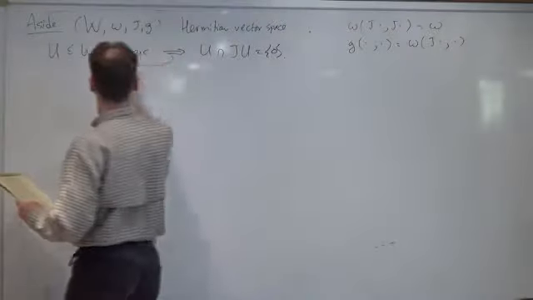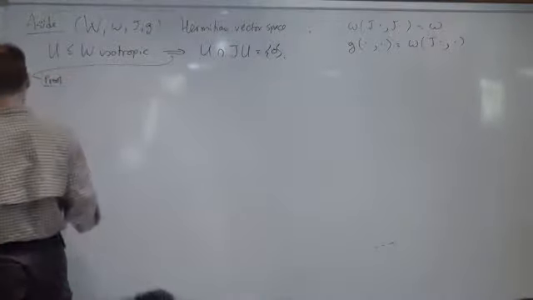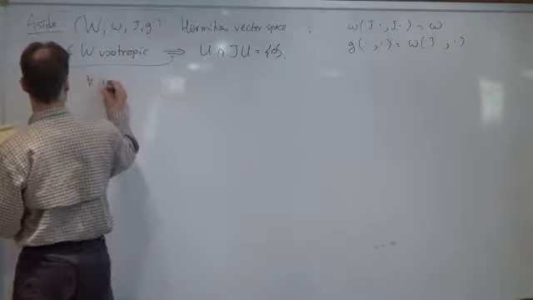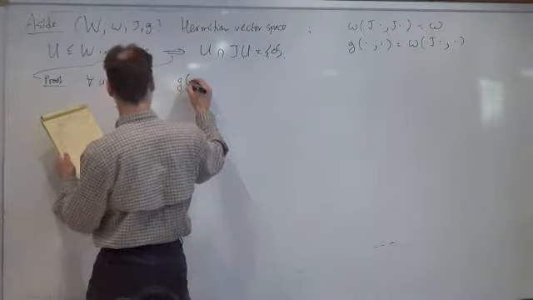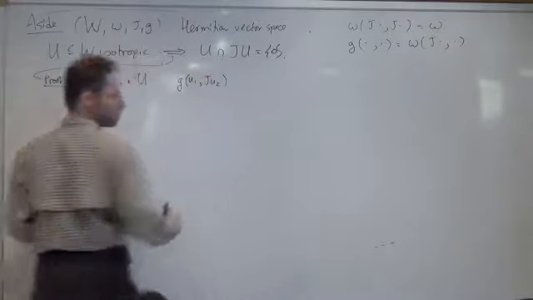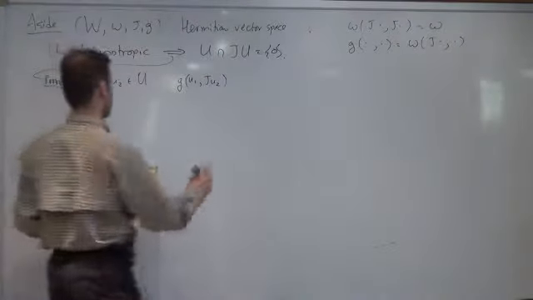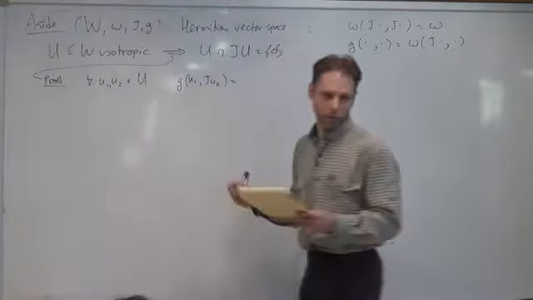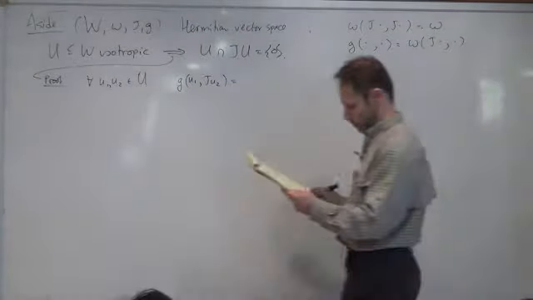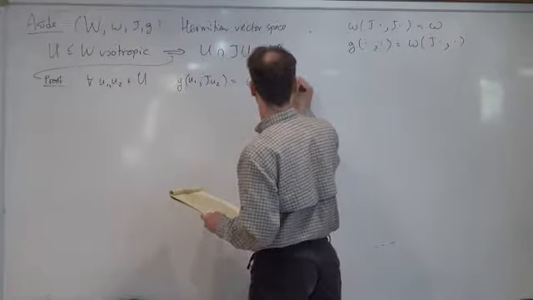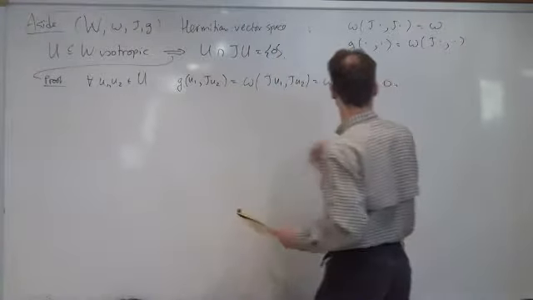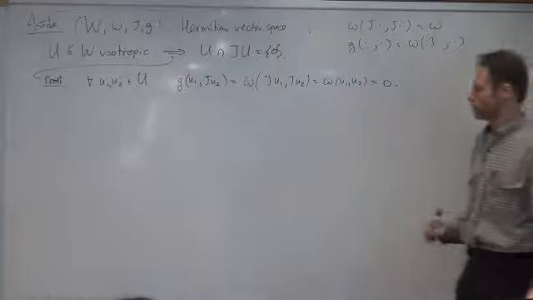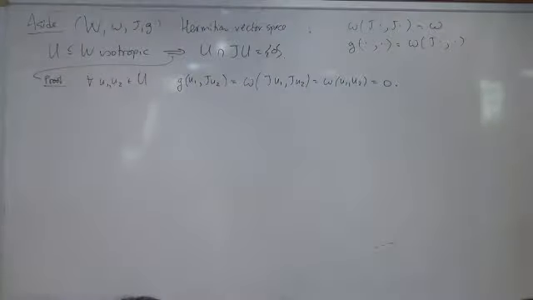Here's the proof. For any U1, U2, if I look at G of U1, J of U2, what do I get? I claim that they're actually orthogonal to each other. Right? Because this is omega of J of U1, J of U2, which is omega of U1, U2, and that's 0. Right? That's the proof. These two spaces are orthogonal.